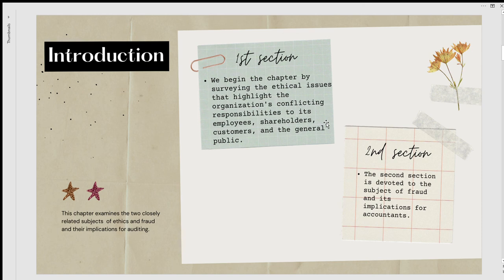So every business and organization has business ethical standards, and for sure a lot of companies have experienced fraud before, and we will be discussing business ethics and fraud today. So we will start this chapter by surveying the ethical issues that highlight the organization's conflicting responsibilities to its employees, shareholders, customers, and the general public. The second part is devoted to the subject of fraud and its implications for accountants.